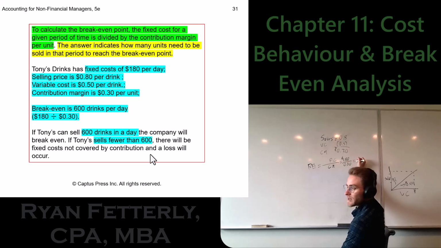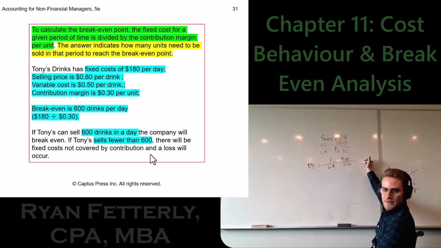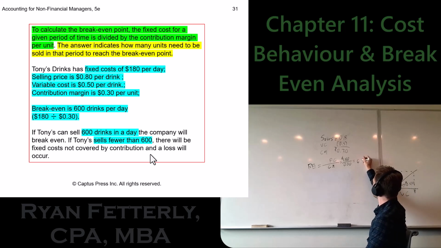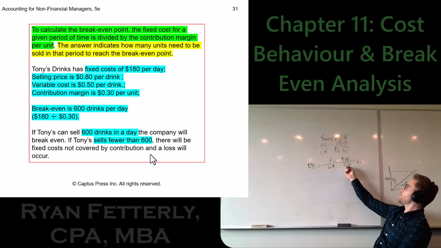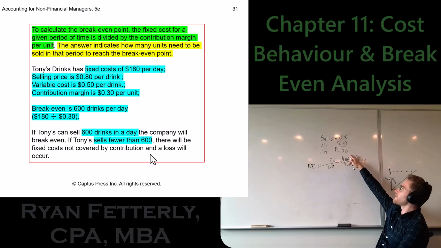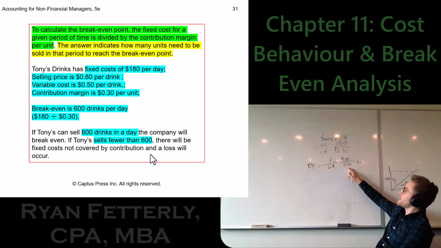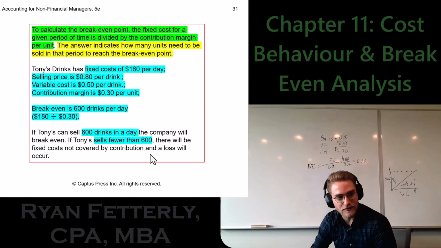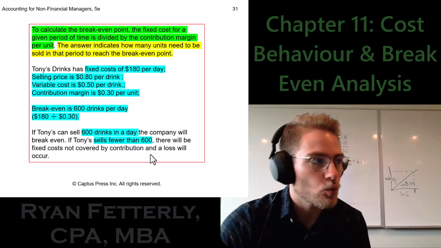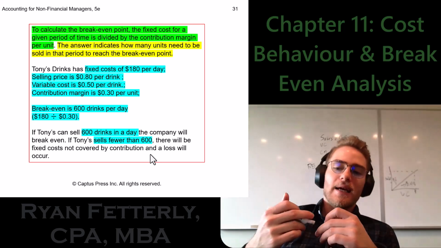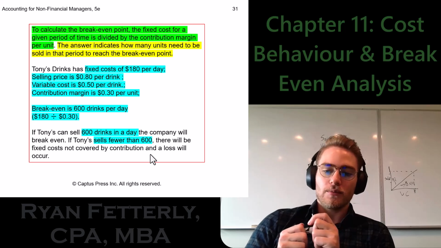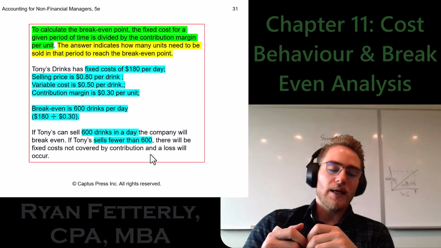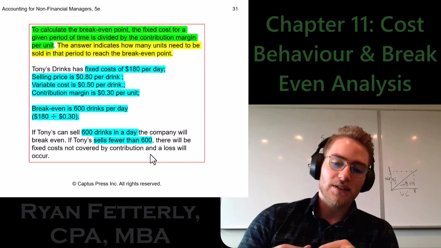And when I do this calculation, this gets me to 600 drinks because that 30-cent contribution margin is how much I generate, right? How much excess I generate every time I sell a drink, right? 30 cents. 30 cents goes into $180 600 times. So 600 drinks would contribute $180, right, in contribution margin to basically wipe out my $180 in fixed costs, right?